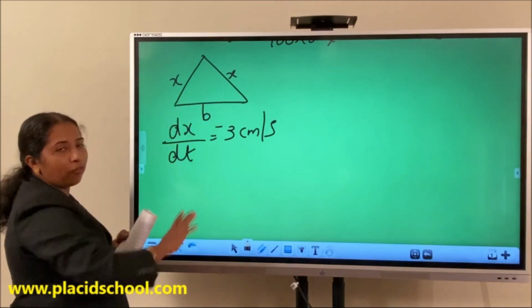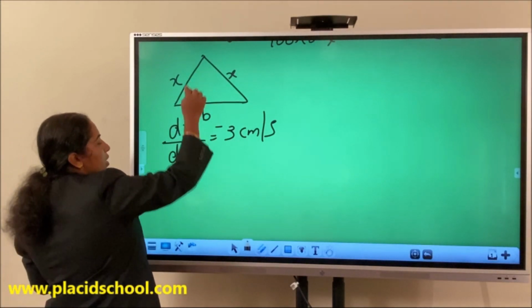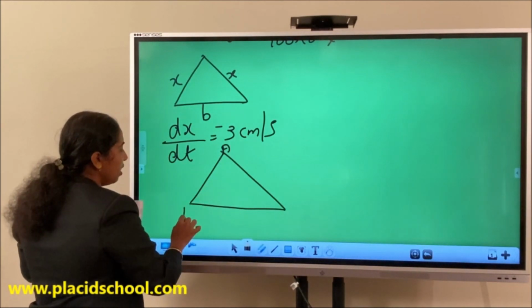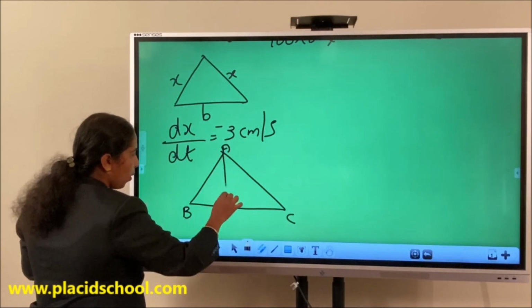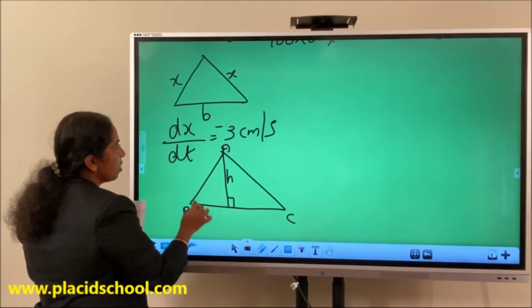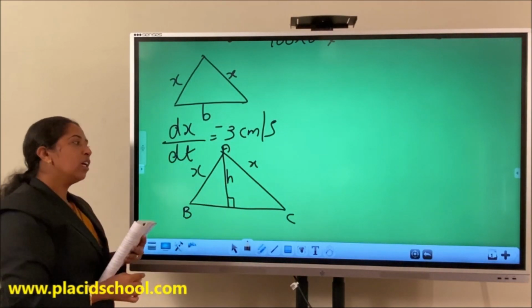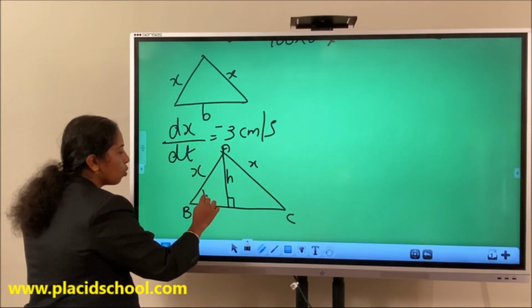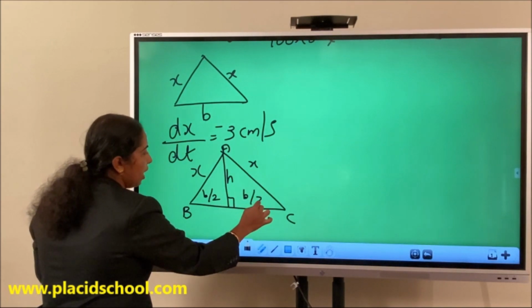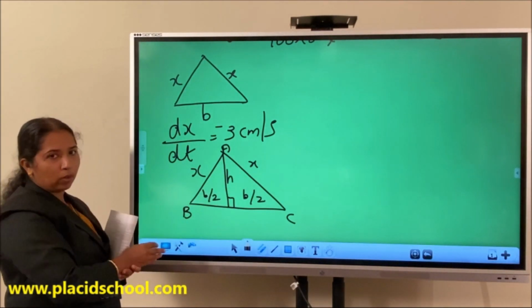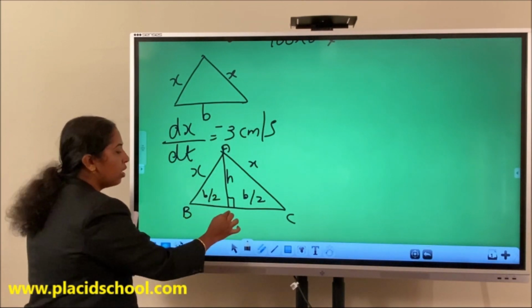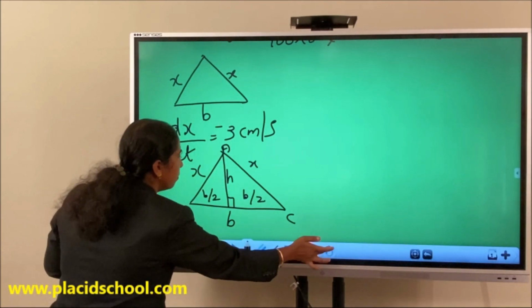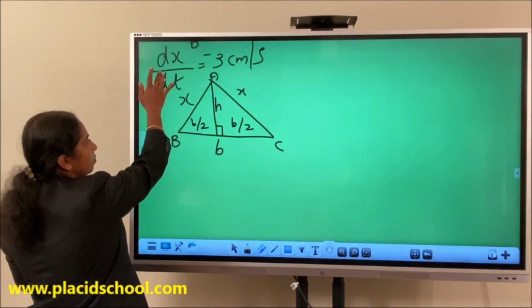Now we need to find area of this isosceles triangle. For that, let the triangle be ABC. Draw an altitude. Let it be h. This is x, and you know that for an isosceles triangle, the altitude will also act as the median of the triangle. So the base will be b by 2 each. Now, area can be calculated using the formula half into base into altitude. The full base is b. I am going to find the altitude using Pythagoras theorem.